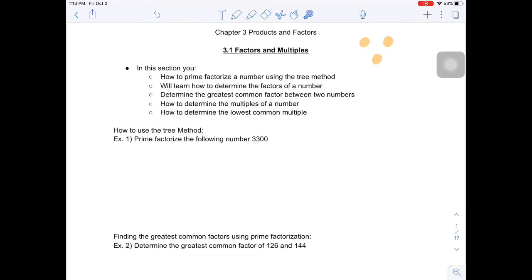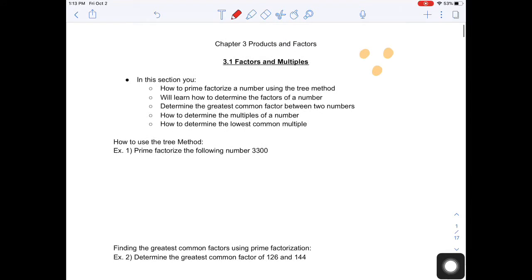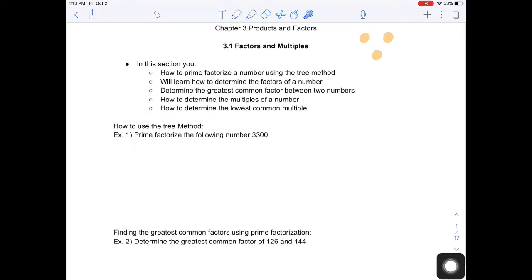Chapter 3, that's products and factors. So 3.1 is all about factors and multiples. These are things you've dealt with in grade 9 and any lower grade, but we're going to talk about them a little bit more. Now, we have to know how to do this thing called prime factorization.